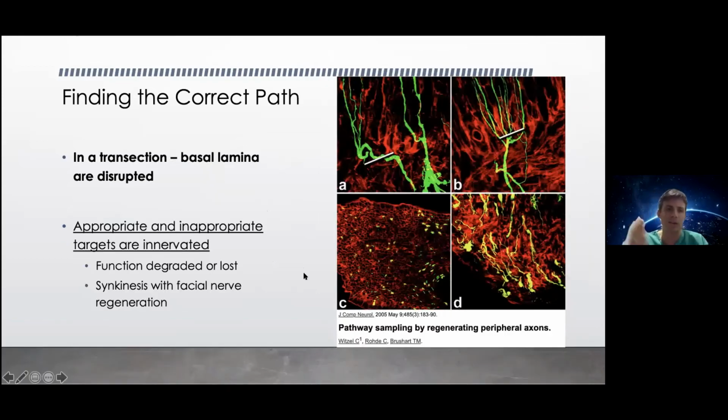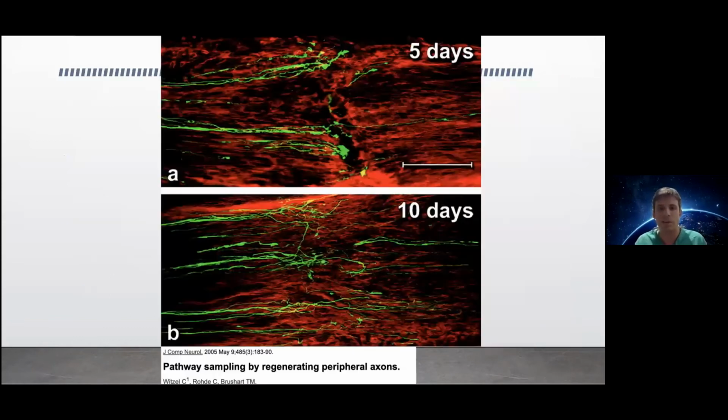Versus if you have a transection, the basal lamina are disrupted, you may get some appropriate, but you also get inappropriate targets. There is some degree of specificity in reinnervation, and it has to do with Schwann cells expressing certain microRNAs. Some of the Schwann cells that previously myelinated motor axons will express certain microRNAs that won't be expressed by the sensory myelinating Schwann cells.